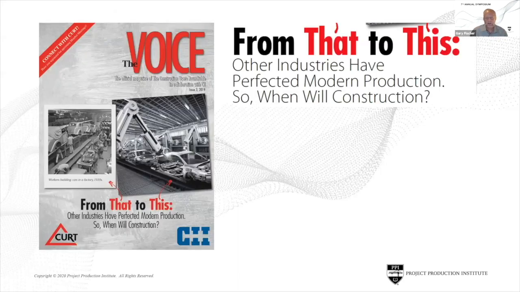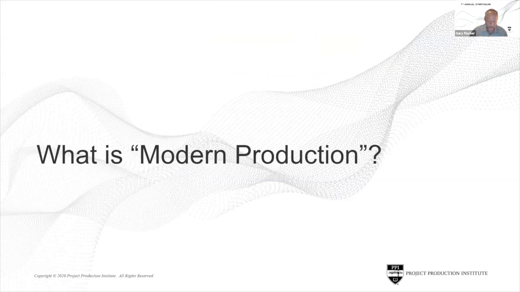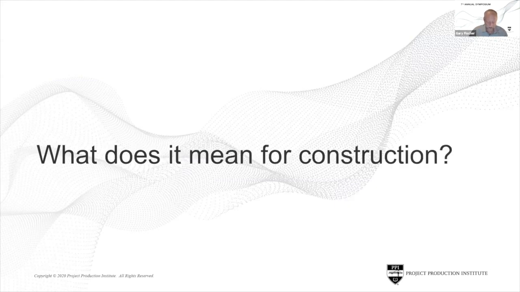So, last year, the Construction User Roundtable put out an article about, is construction ever going to get with it? Are we ever going to have modern production in construction? But that kind of begs the question, what the heck is modern production? Is it the movement of work off-site? Is it moving it near or far? Is it standardization of designs? And what does it really mean for construction? Is it modularization? And by construction, I mean everything, the whole process of designing and building capital projects.